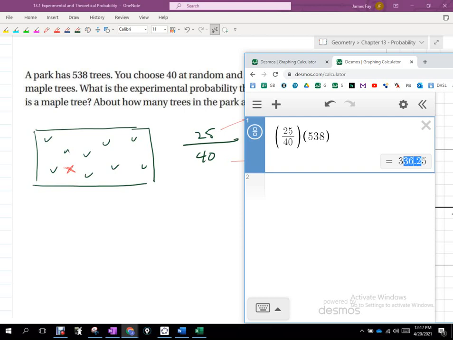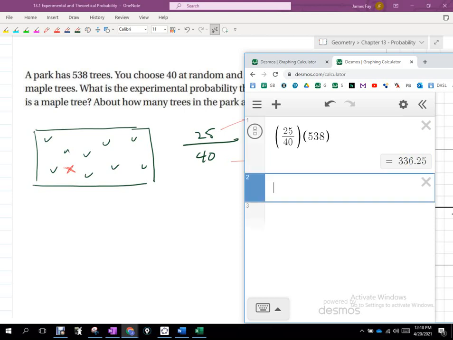Now that's an estimate, okay? It's the best estimate that we can gain from this experimental probability. Obviously, a tree can't be 25% maple, right? It's either maple or it's not maple, okay? So when we get fractions like that, we've got to understand that these are estimates that we're using, or that we're gaining, okay?